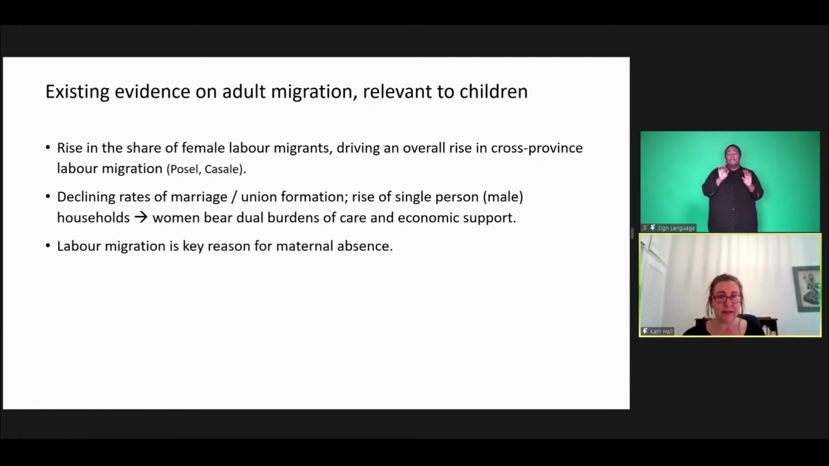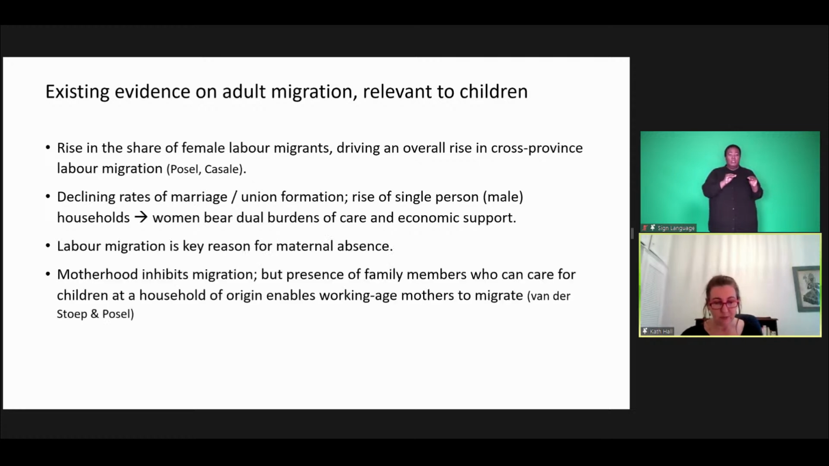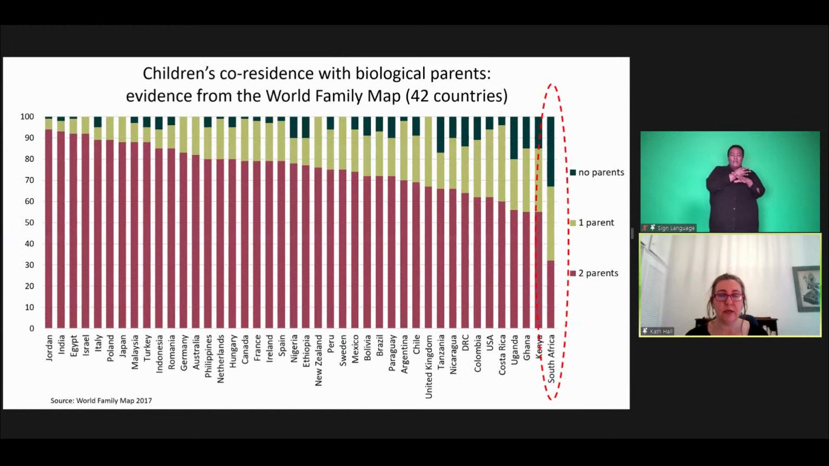That labour migration is a key reason for maternal absence, but also that women with children are less likely to migrate, although this restraint is moderated when there's a substitute caregiver, such as an adult female relative at the home of origin, and that many children do not have co-resident parents. And in fact, South Africa is a global outlier, and I'll show you quickly what was something called the World Family Map that was produced by Child Trends, which just maps out 42 countries.